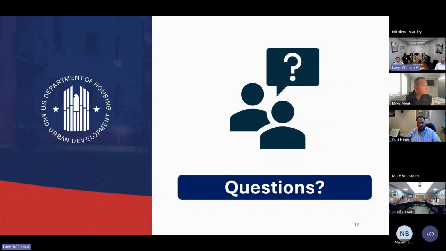So at the point of closing, right when the new RAD use agreement is recorded and the HAP contract is executed, the HAP contract takes effect, usually the first of the month after that closing or the first of the next month. So if you close December 15th, your HAP effective date would be either January 1st or February 1st, and it would be in the next calendar year.